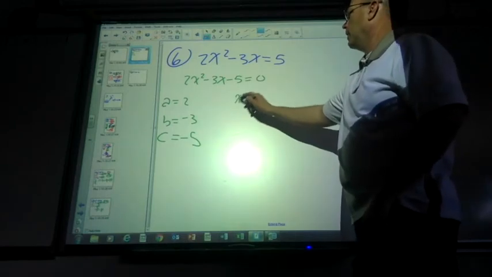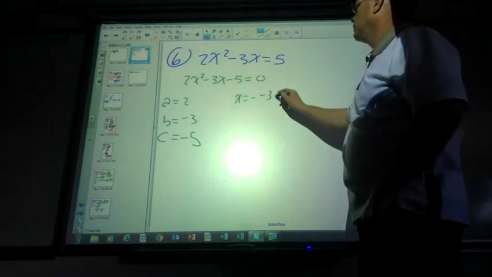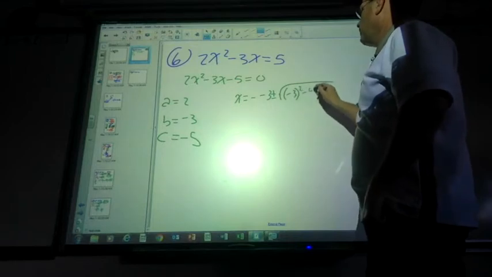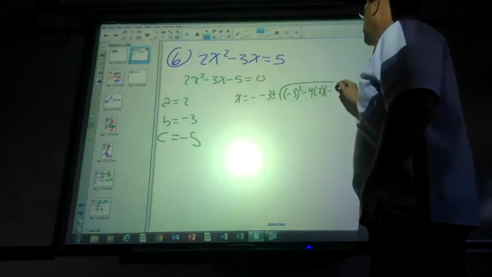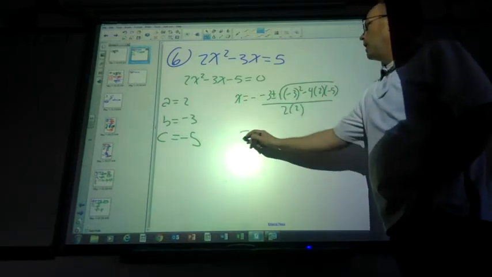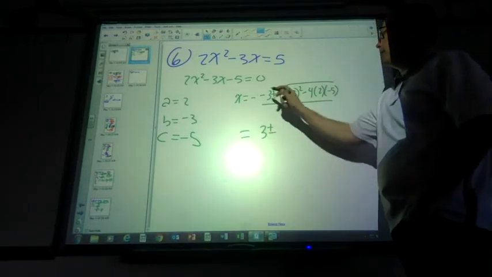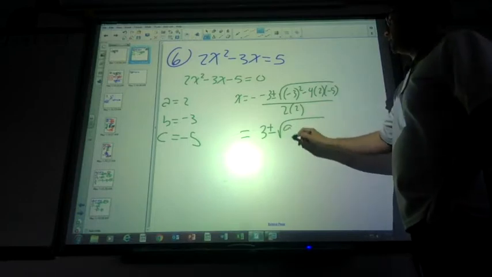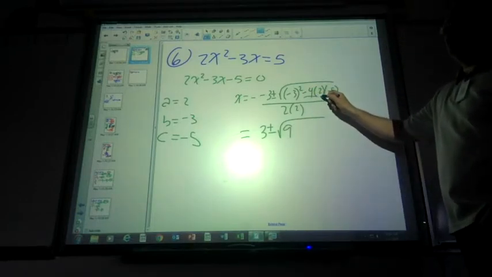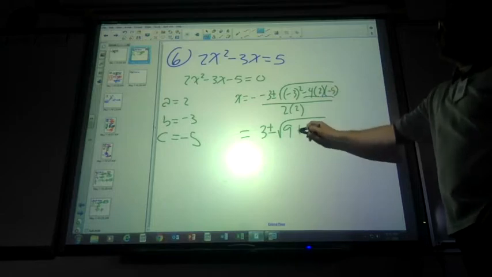Right? x is equal to negative b plus or minus the square root of b squared minus 4ac all over 2a. Okay, good. 3, negative, right? That's 9. Ready? Negative 4 times 2, negative 8. Negative 8 times negative 5 is positive 40.